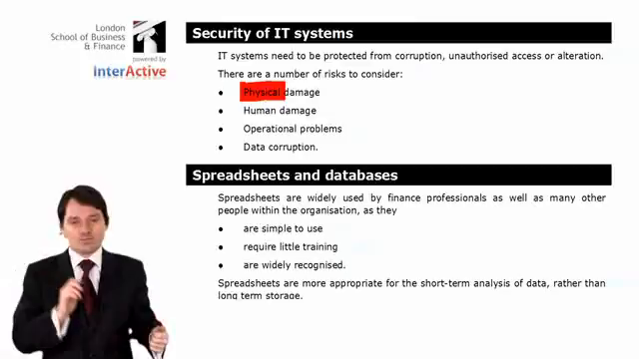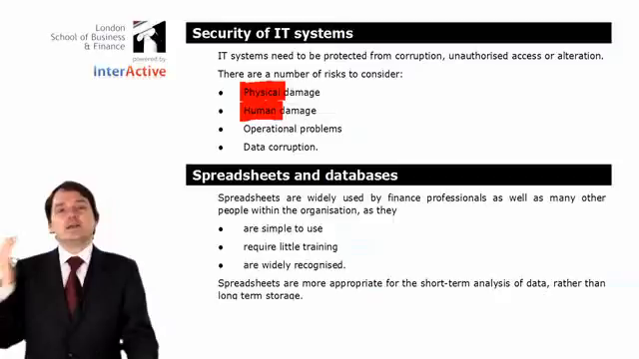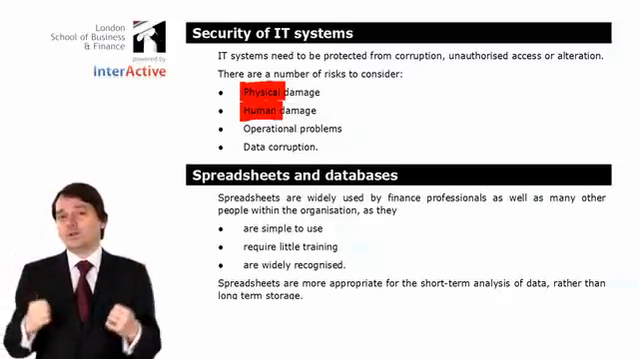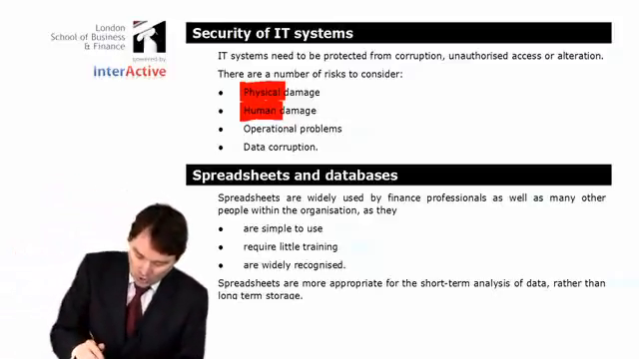Human damage. That could be deliberate, going in and changing the numbers. There's an invoice for 1,000, I'll go in and change it to 100. So it could be deliberate, it could be accidental. Again, if we can't rely on the transactions, we can't do anything else, we can't run a company properly.